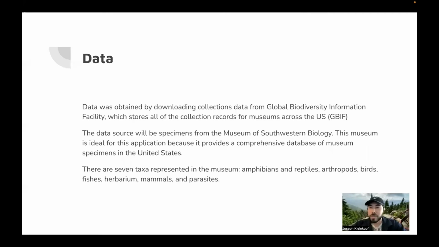Data from the University of New Mexico is hosted in a few different databases, but all of these databases push their data to the Global Biodiversity Information Facility, or GBIF. And this database also formats the data in a similar way, so we can download just the data that we need. And so we downloaded data from all 8 of our collections at UNM through GBIF. And so this data source is pretty comprehensive for our museum. As I mentioned, we downloaded from all 8 collections, but 7 taxa are represented in these data. So amphibians and reptiles, or the herp division, arthropods, birds, fishes, plants in the herbarium, mammals, and parasites, as well as the parasite hosts.